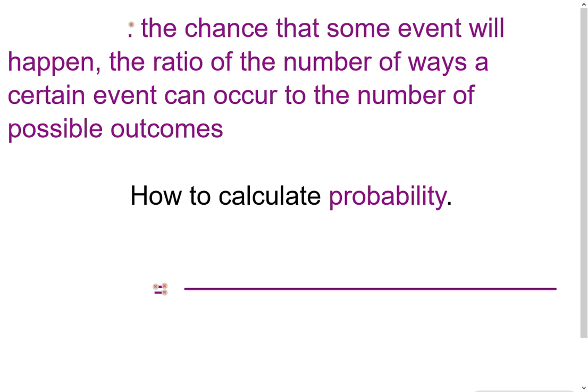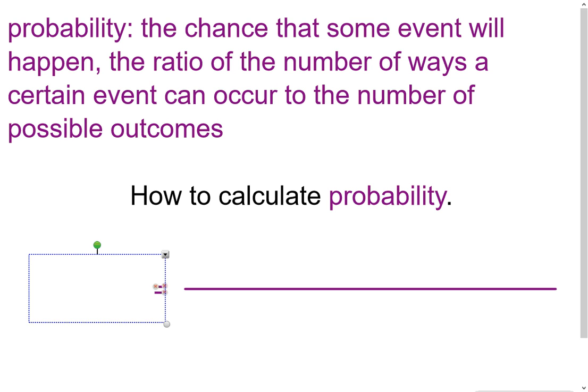But before we get to that, one more piece of vocab. You may have guessed this based off what's on the page, but this is our definition for probability. So the chance that some event will happen. And we're going to look at that as a ratio. Now, lots of different ways to look at ratios. We can look at them as fractions, decimals, percents, so on and so forth.